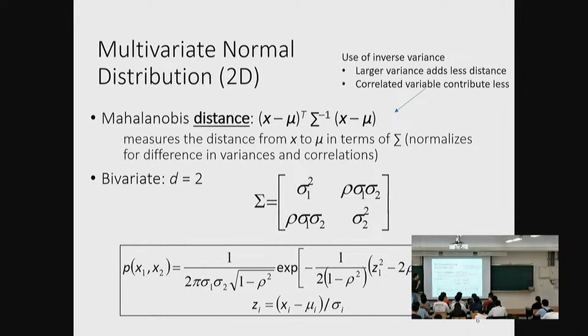Let's look at a simple case, the multivariate normal distribution in 2D. Let's introduce a concept called the Mahalanobis distance. Think about what a distance tells you. The name of the distance means how far you are from somewhere. So we have a measure of how far away you are from somewhere.